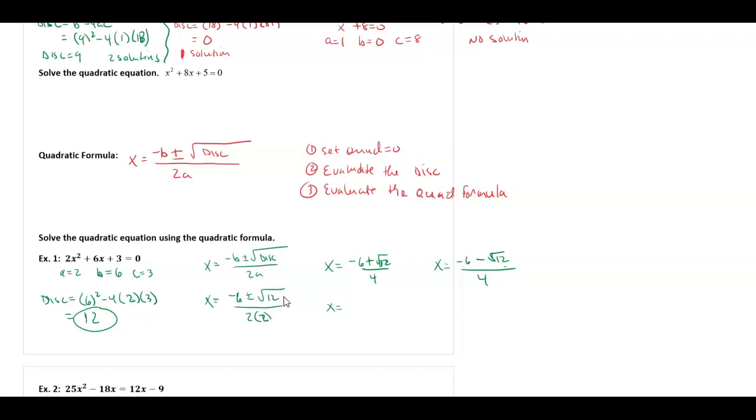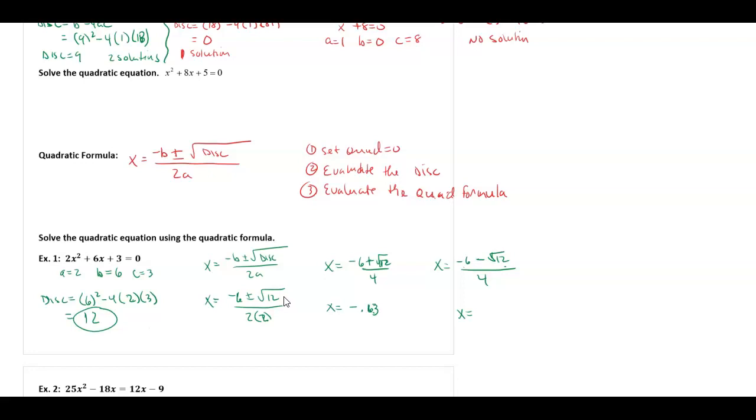So the first thing I do, and I'm going to tell you to practice this on the calculator along with me, you always have to put the numerator in and then divide by the denominator. So negative 6 plus the square root of 12, hit enter, and then divide by 4. You get x equals negative 0.63.